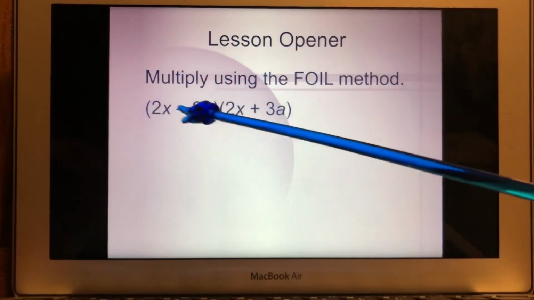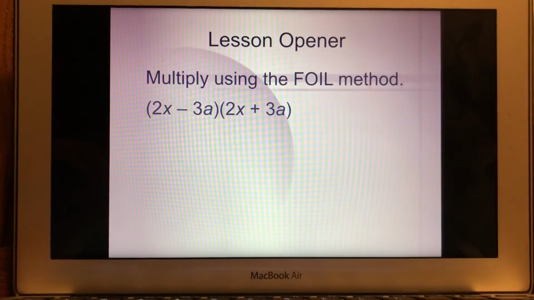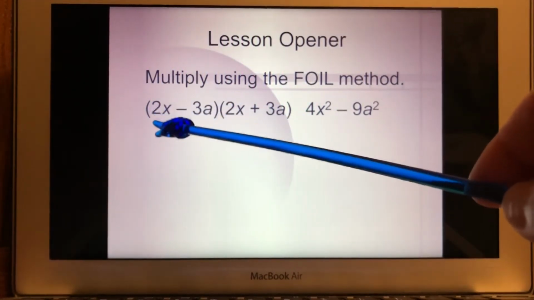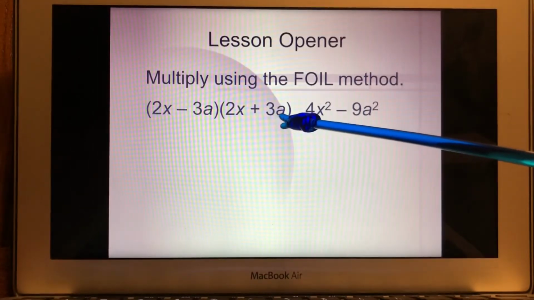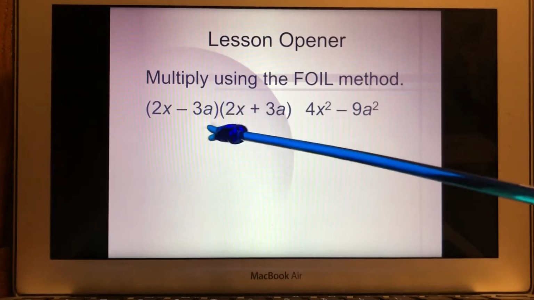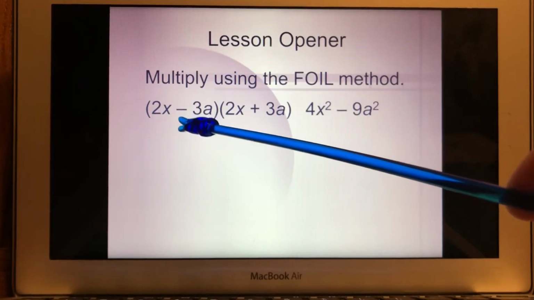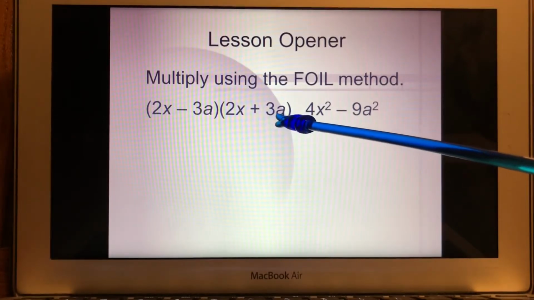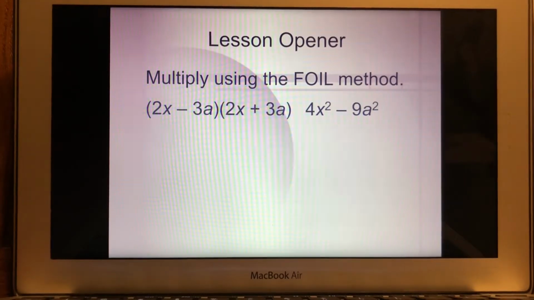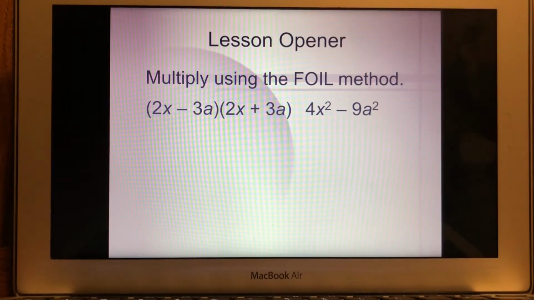Okay, let's take a look here. If we use the FOIL method to multiply this, 2x times 2x gives me 4x squared, right? But here the outside terms are 2x times 3a, and then this is minus 2x times 3a. That cancels out, doesn't it? It becomes 0. And then now I have minus 3a times plus 3a. That gives me minus 9a squared. So my final answer now is 4x squared minus 9a squared.